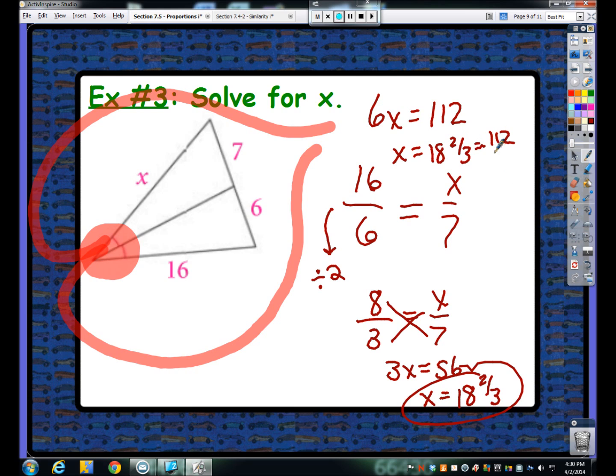AKA it's 112 over 6, which if I divide both those numbers by 2, I would get 112 divided by 2 is 56. 56 thirds is also the same thing as 18 and 2/3. So sorry for the mistake, my bad.